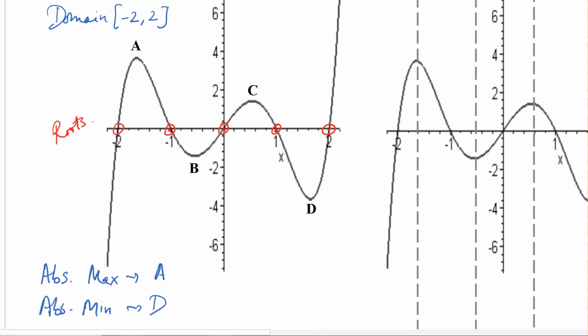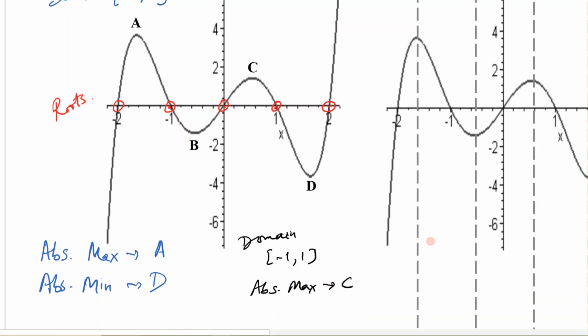If I ask you to find the absolute minima, that would be the lowest of all the values, which is point D. And if I say just find all the maxima and minima, we can see that C is also a maxima and B is also a minima. So that would be our relative maxima and relative minima. And if we restrict the domain to -1 to 1, in that domain your absolute maximum would be C, so it will change, and absolute minima would be B.